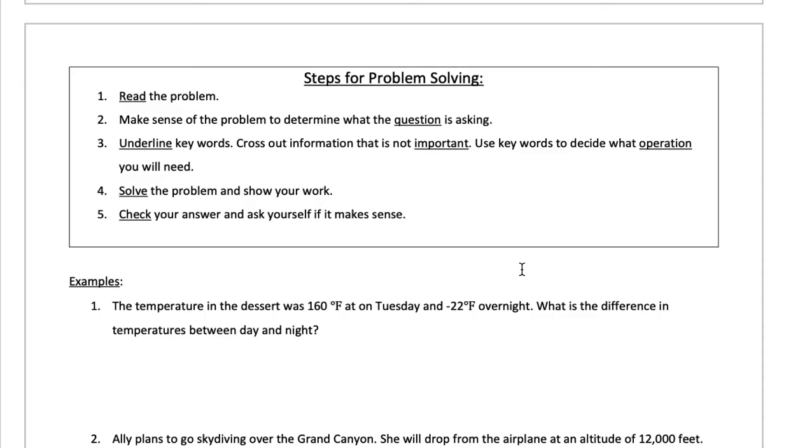It's helpful to underline keywords and cross out information that isn't important. Those keywords are going to help us decide what operation to use. Then we will solve the problem by showing our work and following the order of operations, or GEMDAS. And then we're going to check our answer and ask ourselves if it makes sense. Is this a reasonable number? Does it make sense for the scenario that I'm in?